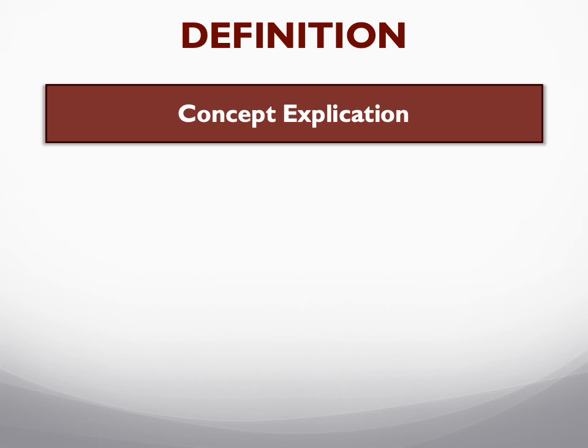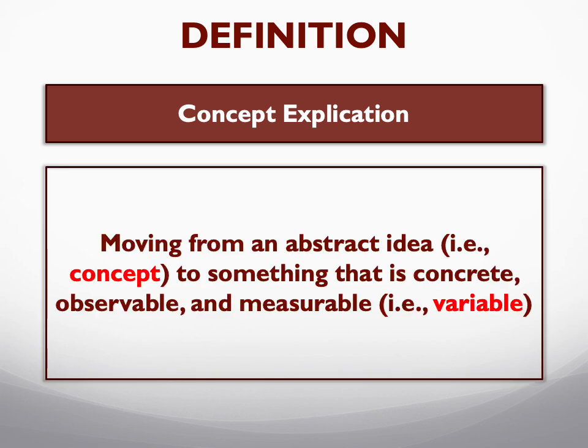Let's start by defining what we mean by the term concept explication. So the idea here is that we're going to be moving from an abstract idea, which we'll call a concept, to something that is more concrete, observable, and measurable, which we'll call a variable. The basic idea is how we move from these broad ideas and concepts that we might pose in a hypothesis to things that we're actually going to observe or measure and turn into numbers in the context of a study. So let's look at how this works.